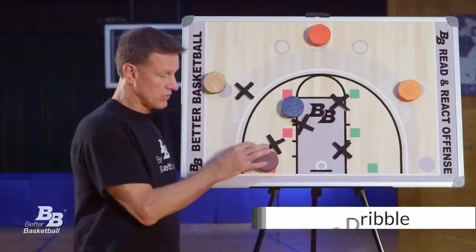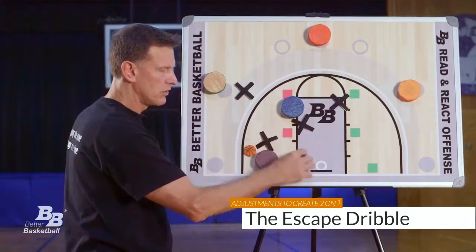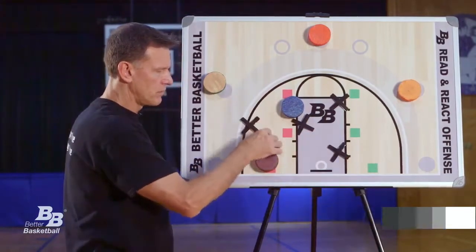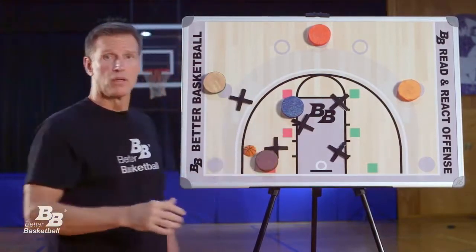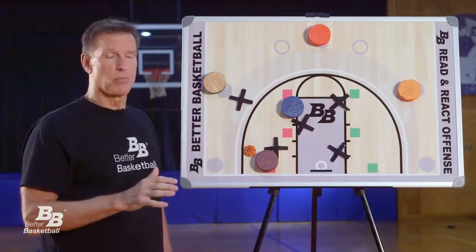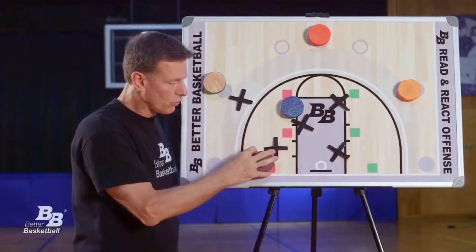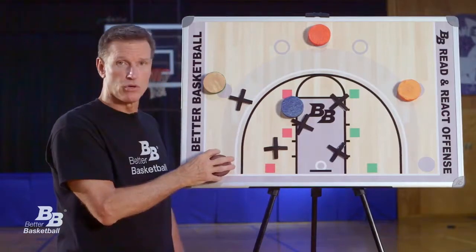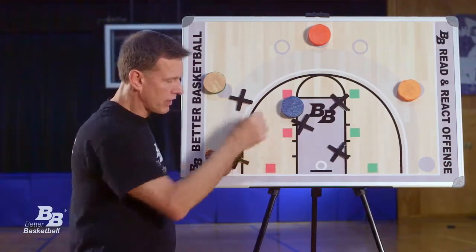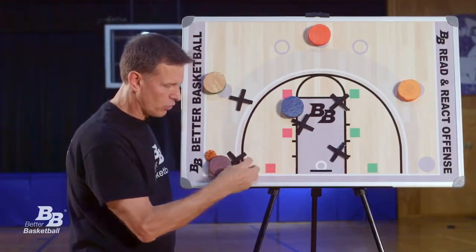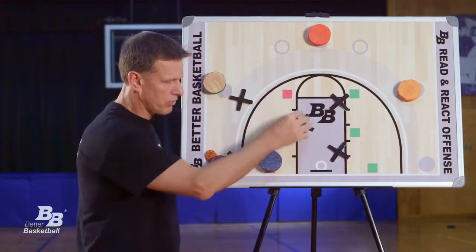Here's the situation. The flank's caught the ball, and they're feeling pressure from somewhere. Maybe some kind of trap. They're just feeling pressure. They can't pass the ball, and they can't score. So escaping to the corner, what we call the escape dribble, is a signal for the nail to fill the flank. Now, escaping out, the corner will come out and play. That's their responsibility. The nail will fill the flank.